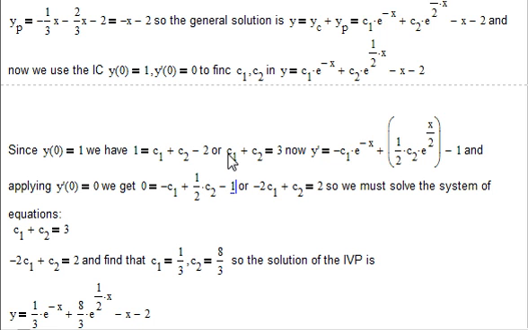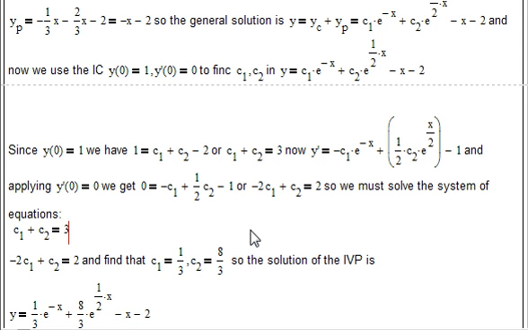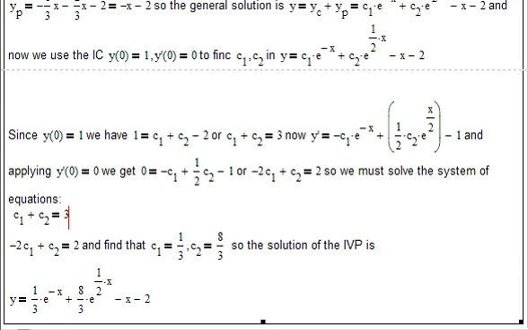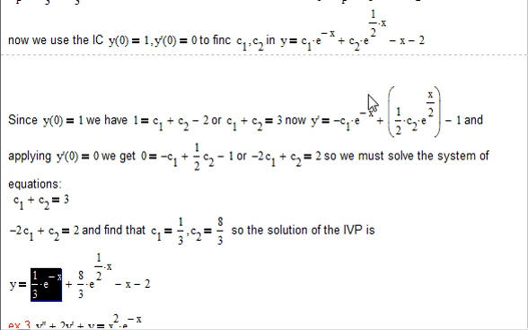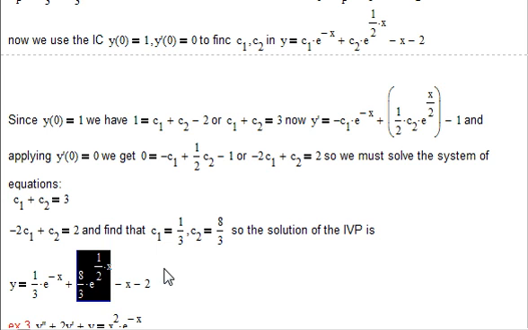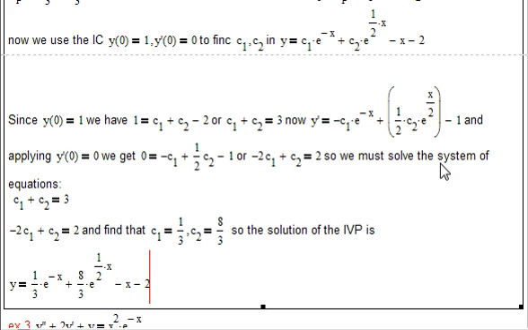So we have this system of equations, c1 plus c2 equals 3, negative 2c1 plus c2 equals 2. We got to solve that system, and when we do, which is a pretty easy one, you find that C1 is 1/3 and C2 equals 8/3. So the solution to the initial value problem is y equals 1/3 e to the negative x, since we got our C1, plus 8/3 e to the 1/2 x, since we got our C2, and then minus x minus 2, the particular solution. Please teach, give us another one. Okay, next video.